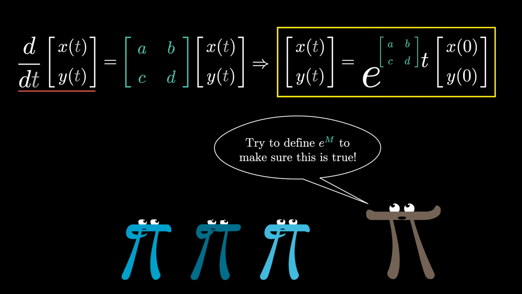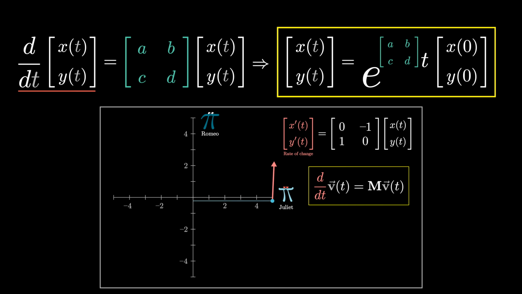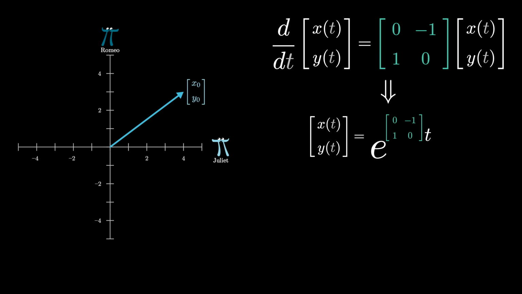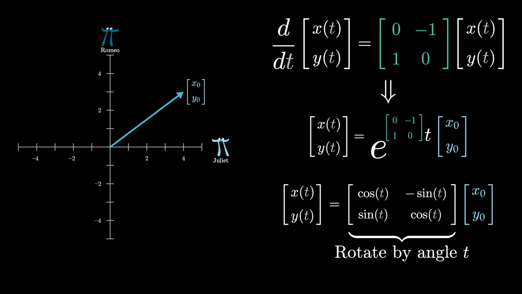For example, if we look back at the system that popped up with Romeo and Juliet, the claim now is that solutions look like e raised to this matrix [0, -1; 1, 0], all times time, multiplied by some initial condition. But we've already seen the solution in this case. We know it looks like a rotation matrix times the initial condition.